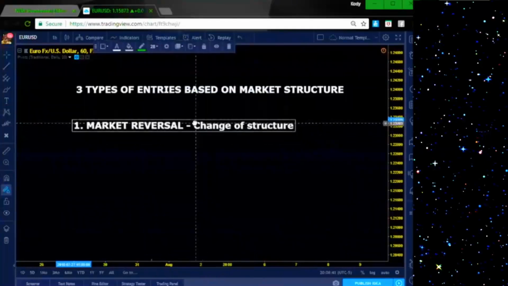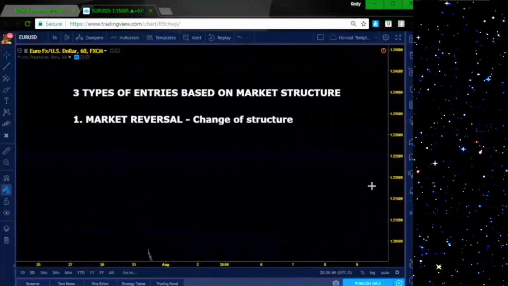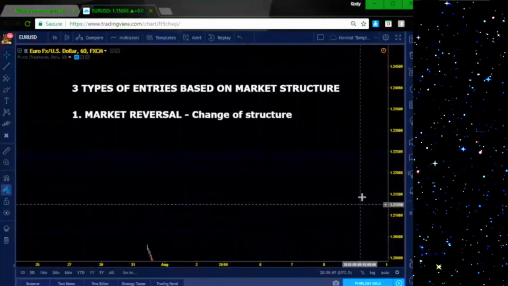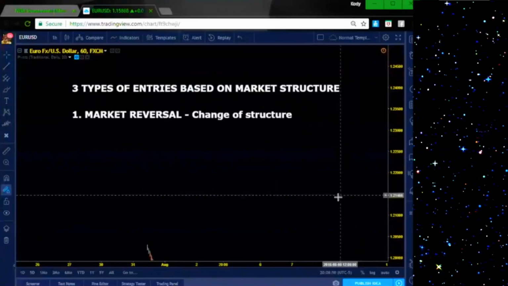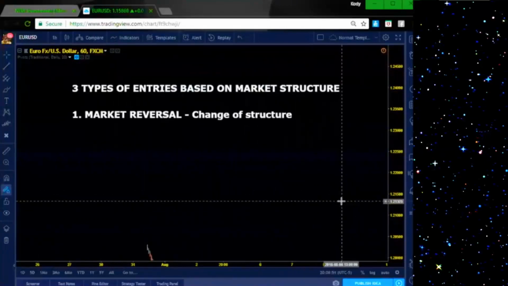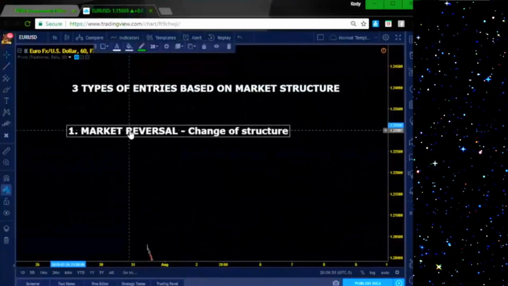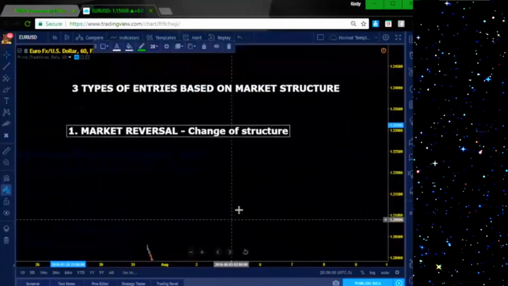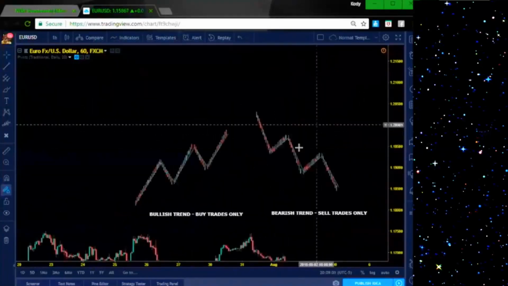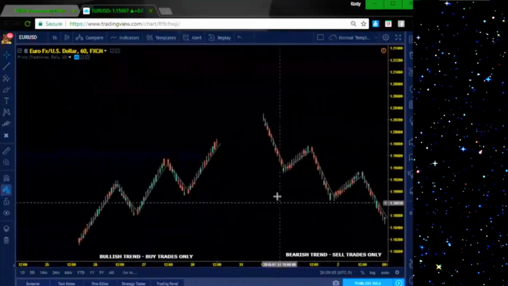I'm going to show you all of this. I'm going to show you a little demonstration, and I'm going to take you into the actual markets and show you how it works. And then I'm going to show you the exact entries you should have taken last night during London to catch all of the moves. First type of entry is a market reversal, which is a change of structure. So let's go back over here to our structured demonstrations, and let's look at what that might look like.